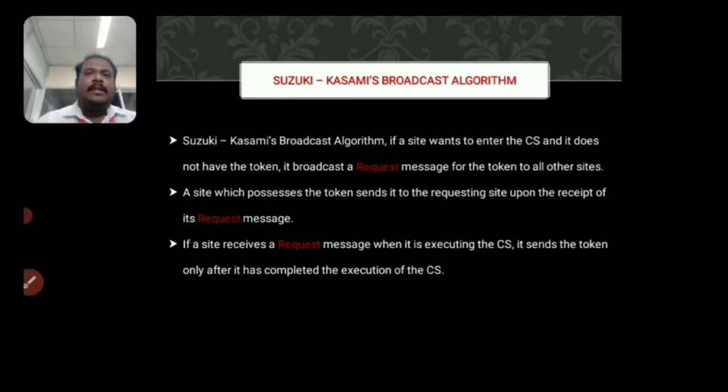So I will be broadcasting a message. What is that message? Have a look here. I am broadcasting a request message to all other sites. All the sites will receive this request message, and the site which possesses the token will also receive the request message. If it is not in the critical section region, it will give the token back to the requesting site. If it is in the critical section region, after completing it, it will provide the token back to the requesting site. So this is what we do in the Suzuki Kasami broadcasting algorithm.